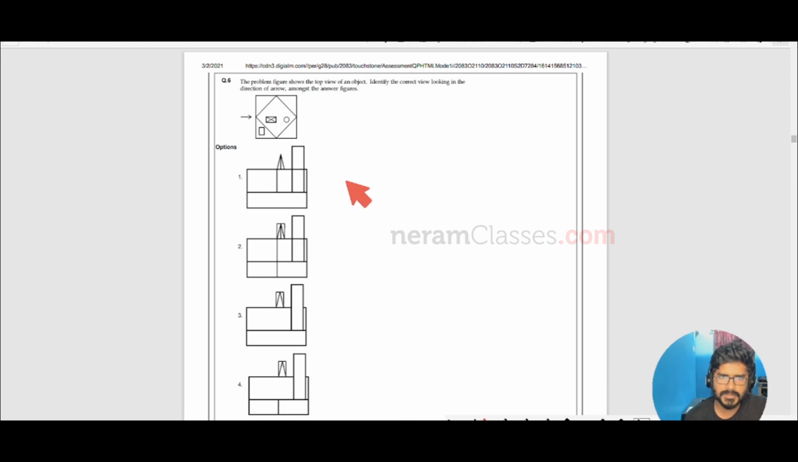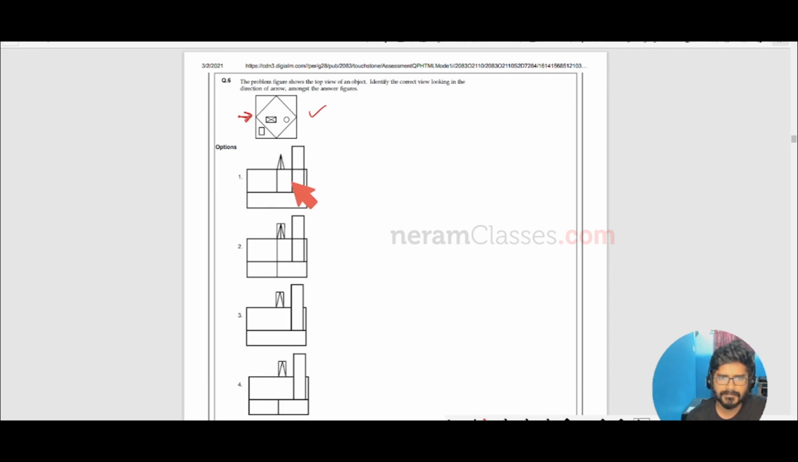Now the question number 6, this is also a similar question like the question number 5. Here they have given the top view of a figure and the arrow has been given in this direction. We need to find out if this is a 3D figure, and if it's seen from this direction, what will be the elevation of this particular composition? So that's what we need to find out.